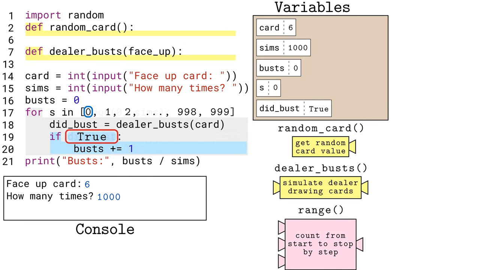That variable is true, so we run the indented blue code to add 1 to the busts variable using the plus equals operator. We get to the end of the if statement, then the end of the loop, so Python goes back up and advances the s variable to the next value, and repeats the indented code again. This time, the random card values cause the dealer not to bust, so we skip adding 1 to bust. Python keeps repeating the code in the for range loop until the end of the range is reached.